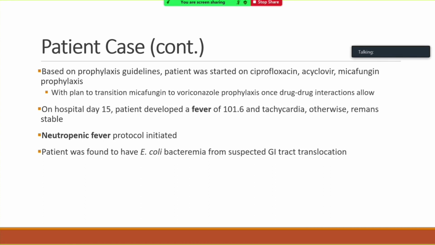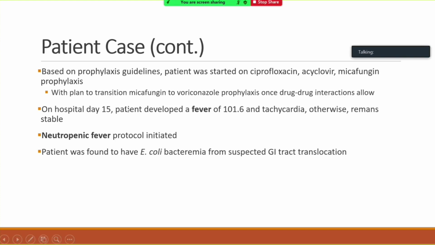So initially, when you just start seeing patients, we might not be able to use the drugs that you think are the best for the patient. But you should relay to the primary team that when the drug-drug interactions allow, that's what you want this patient to be on. Because you expect prolonged neutropenia in this patient, your drug of choice for antifungal prophylaxis would be voriconazole and not micafungin. But micafungin is acceptable in the beginning until you can make this transition.